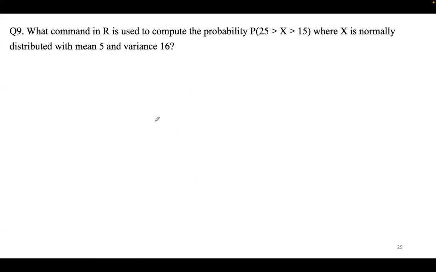Then I think there's just the final two questions where you have to specify some command. Just tell me what sort of command you would use. What command in R will you use to compute the probability P(15 less than x less than 25), where x is a normally distributed variable with mean 5 and variance 16? We have discussed 4 commands for each sort of distribution. Which of the 4 commands are we going to use? And how? Would it be directly that command? Would we subtract, add?